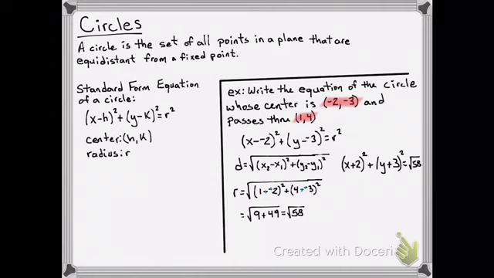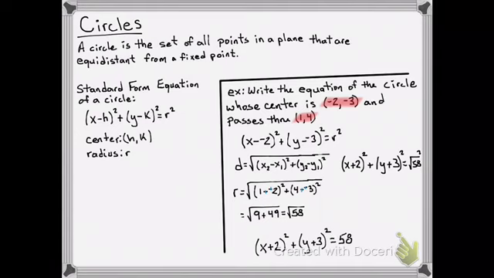Can squeeze it in there. Squared. Don't leave it like that. We know how to square a square root, so our final answer, we should go ahead and square that, and that's going to leave us with x plus 2 quantity squared plus y plus 3 quantity squared equals 58.